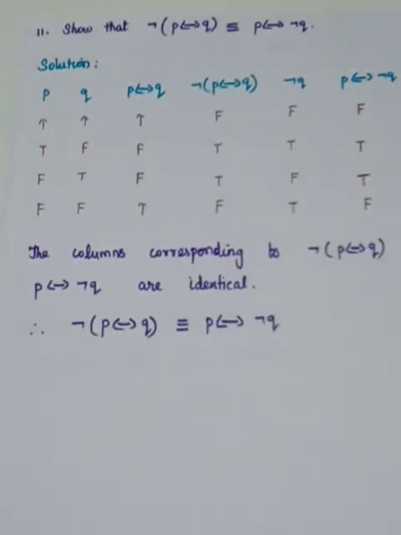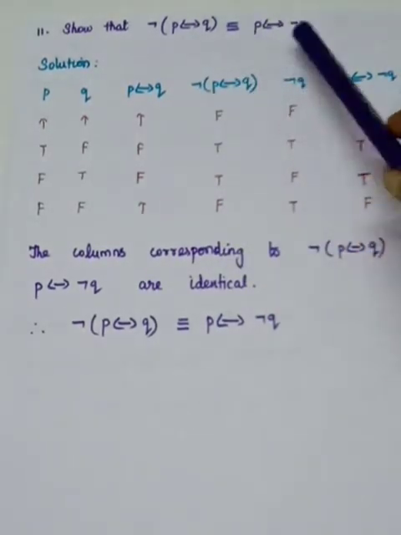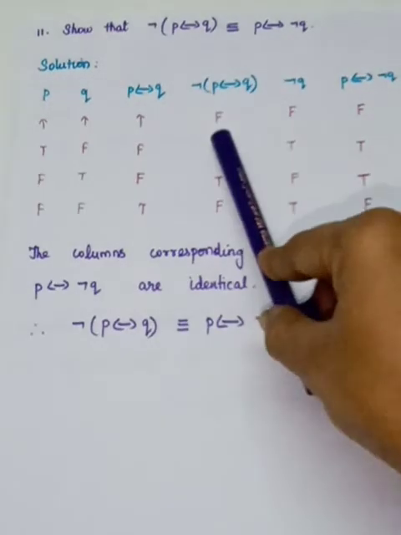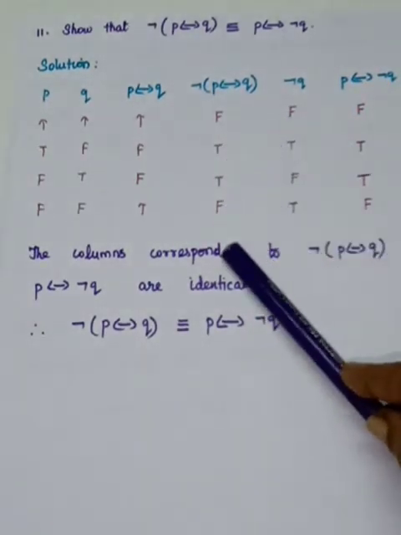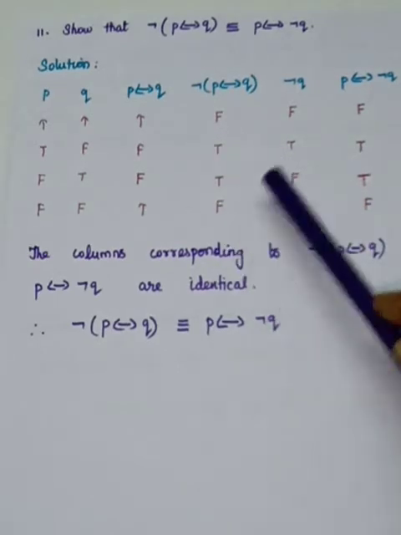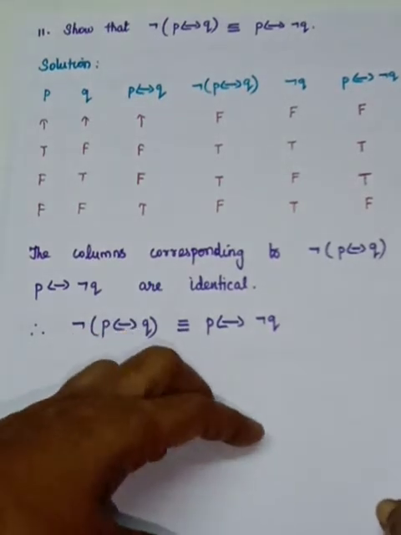So which one? In the left side, which result is there? The 4th column result. And this is the last column result. You look at the 4th column and the last column, how they are. F, T, T, F. Here also F, T, T, F. So therefore the columns are identical. So the given statements are equivalent.